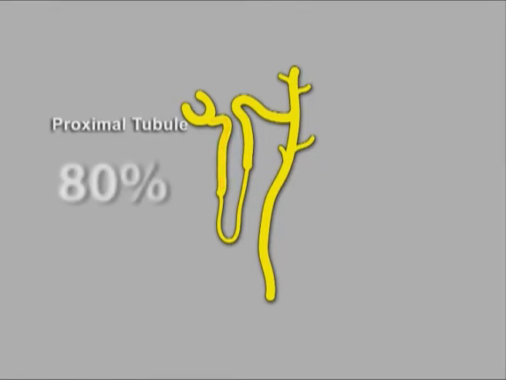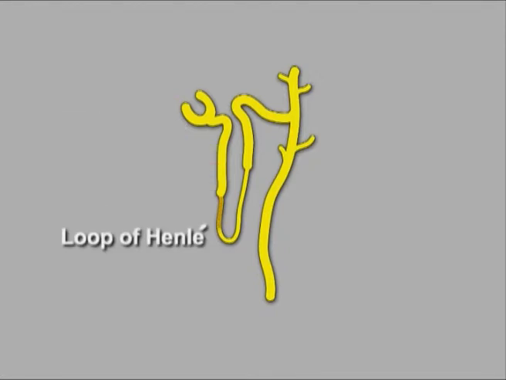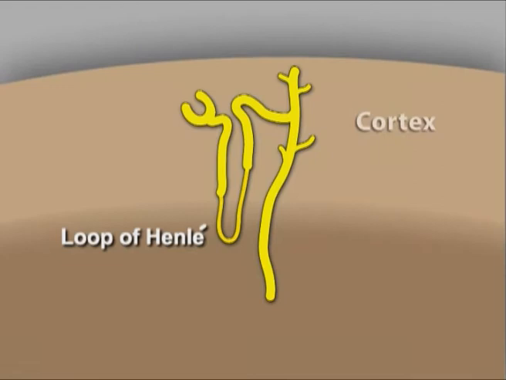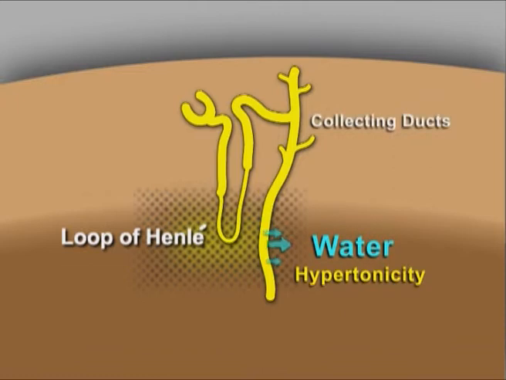Each region of the nephron is functionally distinct. The proximal tubule reabsorbs 80% of all the salts and water filtered. Likewise, most amino acids and glucose are handled by this segment of the nephron. The loop of Henle is a very specialised portion of the nephron that descends from the renal cortex into the renal medulla. It uses an active metabolic process to create a localised region of hypertonicity. This facilitates the reabsorption of water by the collecting ducts as they pass through this space.